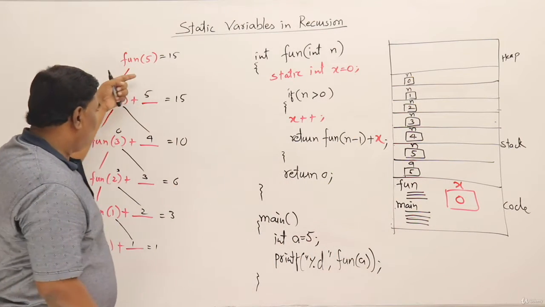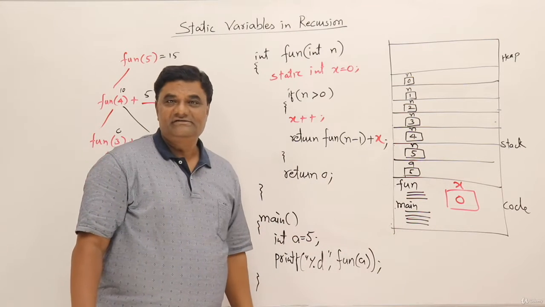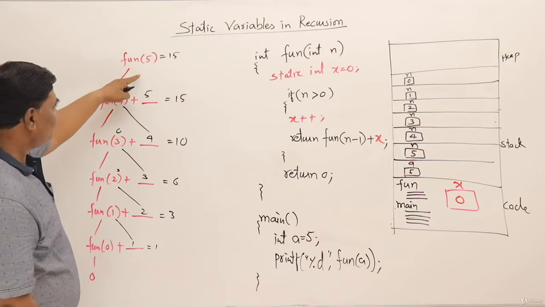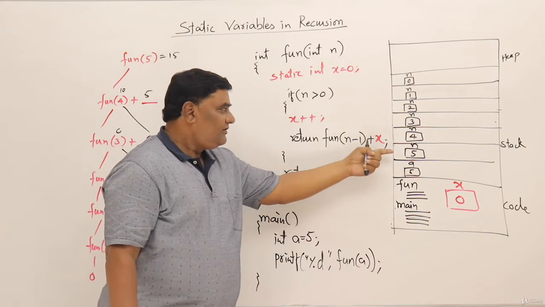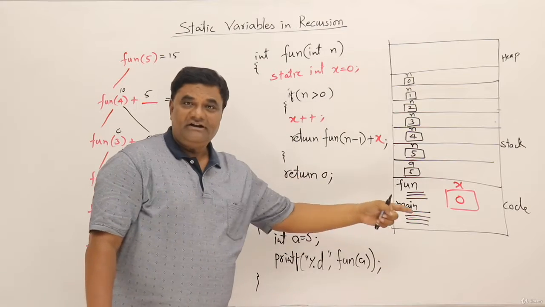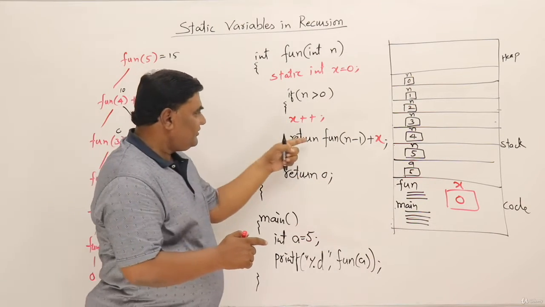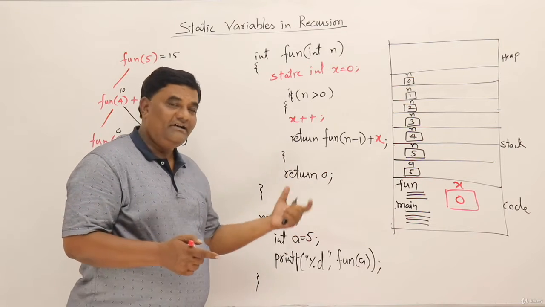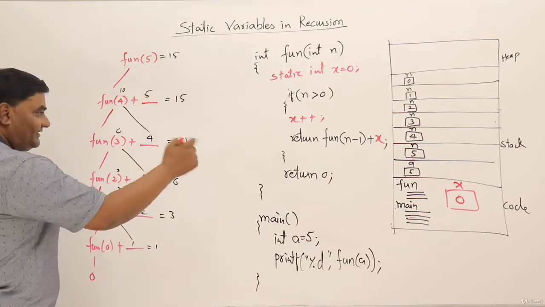So all these calls of this function will use the same copy of x. So I cannot have a separate copy each time like n. For n, every time a new copy is created, but for x, there is a single copy. Now, what will be the result of this function? For that, I will trace it again. So I will remove these things and trace it again.